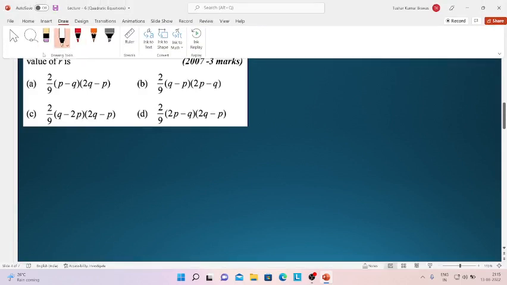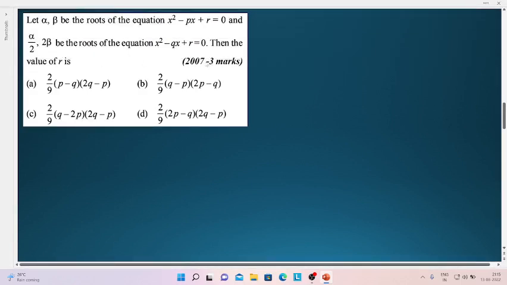This is also a very important question which was asked in JEE Mains 2007, and it carries 3 marks. The question says: let alpha, beta be the roots of the quadratic equation x square minus px plus r equals 0. So the given quadratic equation is x square minus px plus r equals 0, and alpha, beta are the roots of the equation.